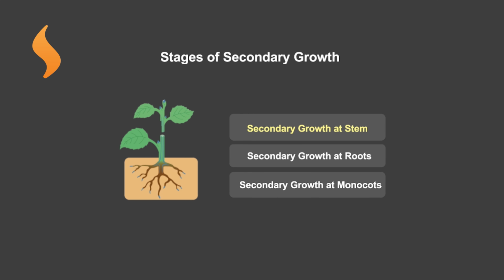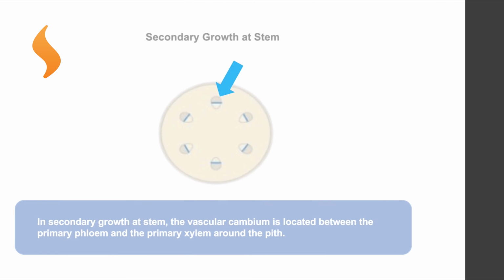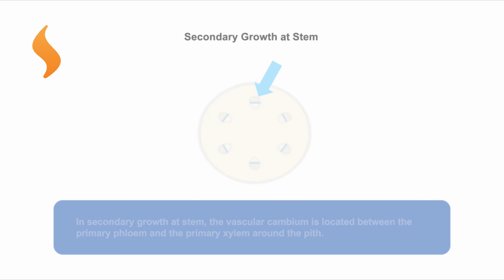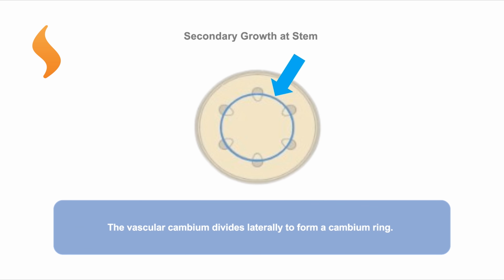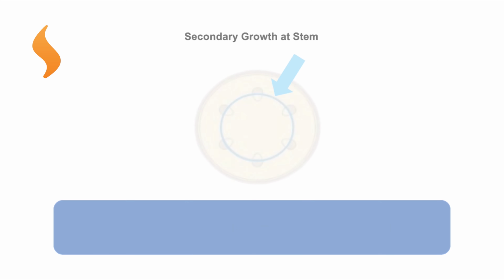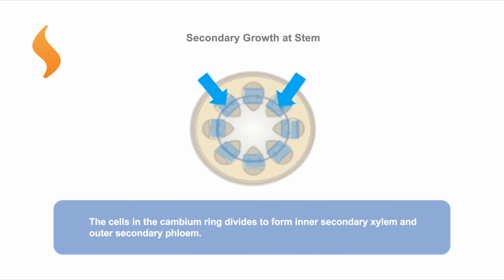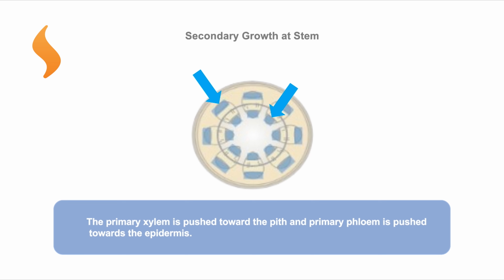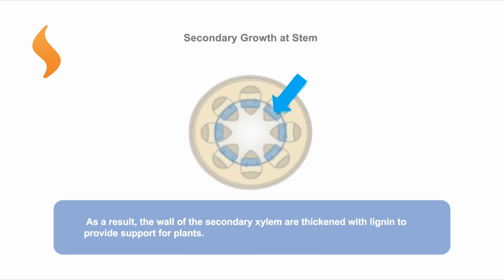We will first look at secondary growth in the stem. In secondary growth at the stem, the vascular cambium is located between the primary phloem and the primary xylem around the pith. The vascular cambium divides laterally to form a cambium ring. The cells in the cambium ring divide to form inner secondary xylem and outer secondary phloem, while the primary xylem is pushed toward the pith and the primary phloem is pushed towards the epidermis. As a result, the walls of the secondary xylem are thickened with lignin to provide support for plants.